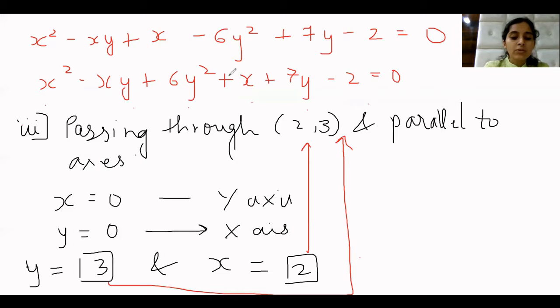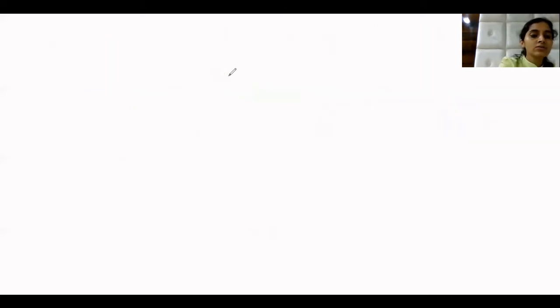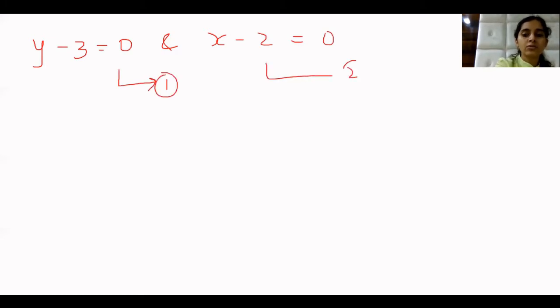If you can observe, y equal to constant is the line parallel to the x-axis, x equal to constant is a line parallel to the y-axis. So these are the two equations, y equal to 3 and x equal to 2. How do you find the combined equation now? Those equations will be y minus 3 is equal to 0 and x minus 2 is equal to 0. These are our two lines, first one and second one.